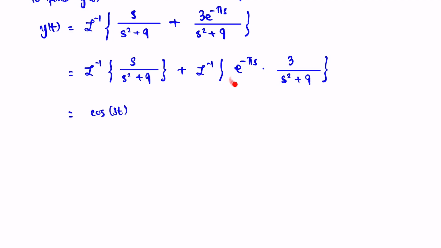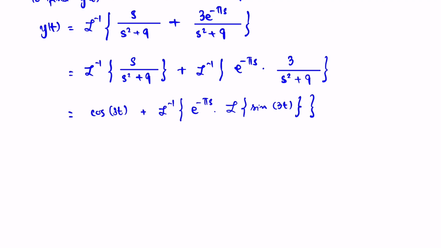Now, for the second inverse Laplace transform, you go back to the last lecture when we talked about the Laplace transform and inverse Laplace transform of step functions, or shifted unit step functions. And you can rewrite this particular function as follows: the inverse Laplace transform of e to the negative pi s times the Laplace transform of sine of 3t.